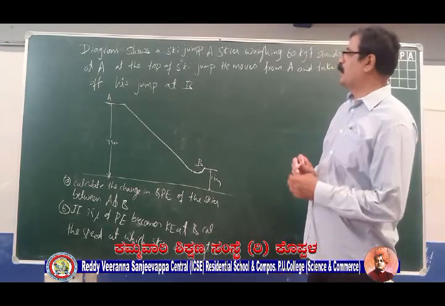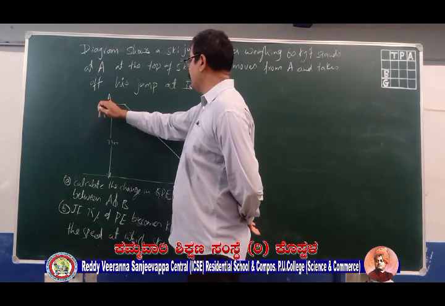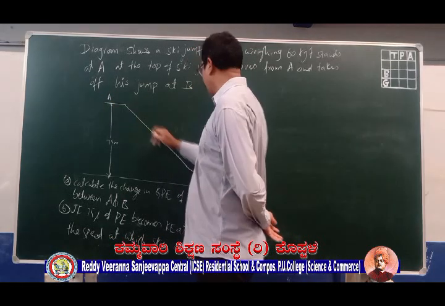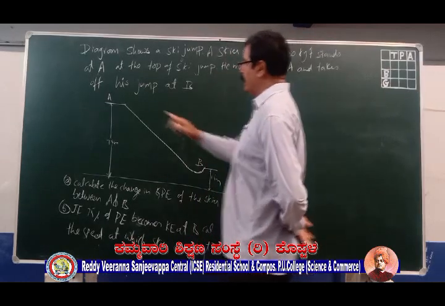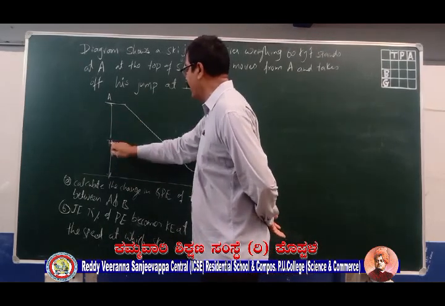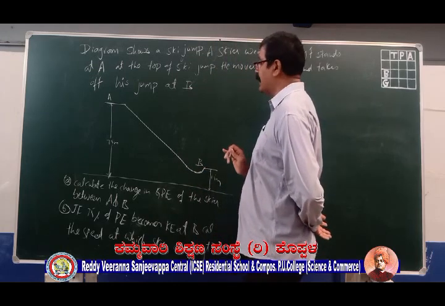Okay. Now see this problem. We have a diagram here where a skier is running from A, coming down to B and jumping. Here the height of point A is 75 meters, while the height of point B is 15 meters. So what is he asking us?